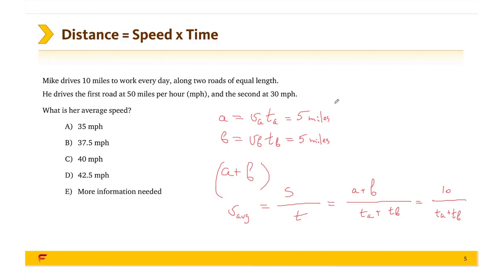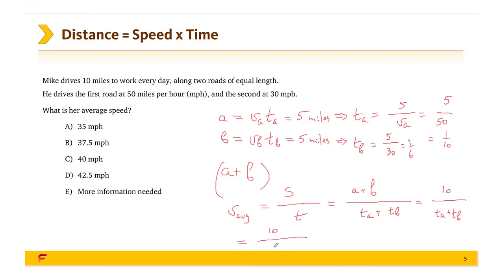But now we need to find the times. And finding the times from this expression is quite easy. You just need to calculate. TA is 5 miles over the speed, which is 5 over what? Over 50 miles per hour, over 50. So that will be 1/10, and then 1/10 of an hour. And then same thing for TB, 5 over 30. This is 1/6.